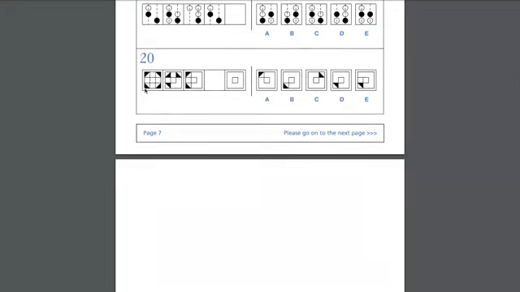In number 20, yes, all of you got it right. Number 20 is B. Now we have come to the next section.